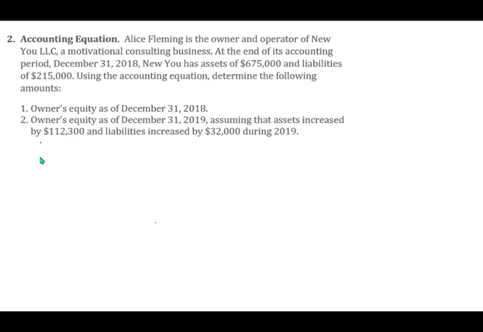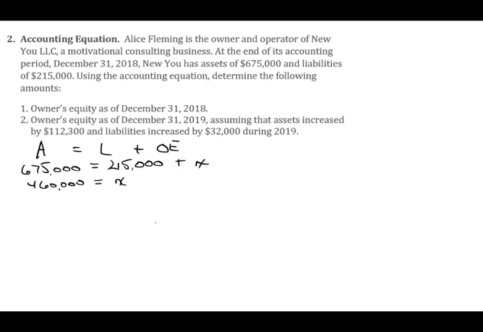We'll say that assets are equal to liabilities plus owner's equity, right? And we've got assets of $675,000, and that's equal to liabilities of $215,000 and owner's equity. That's what we're solving for. So you just subtract the $215 from $675 and your owner's equity is $460,000.